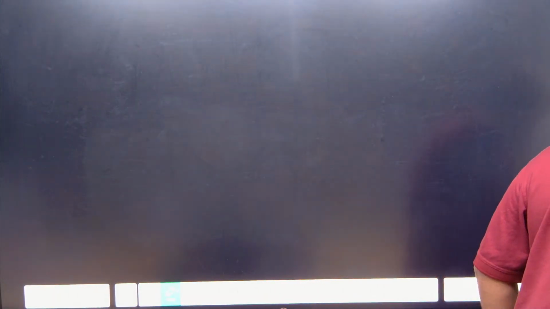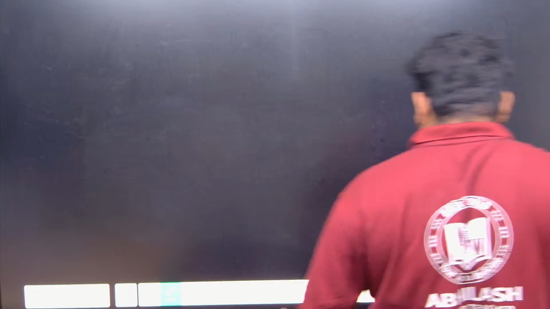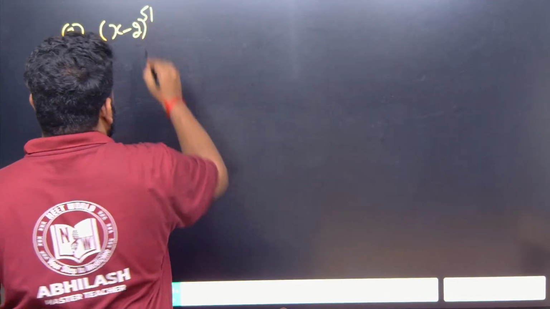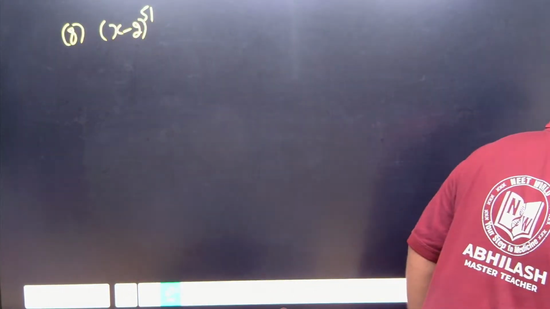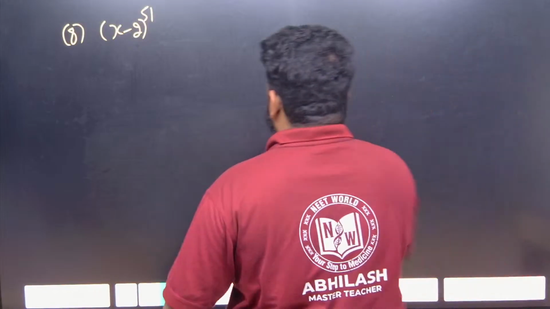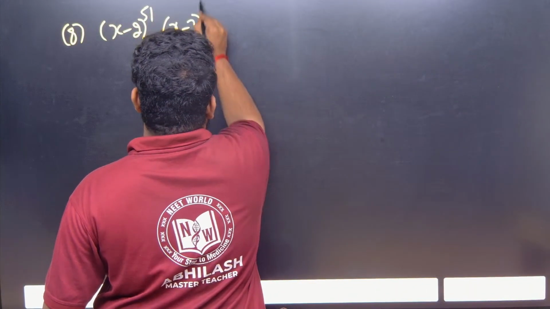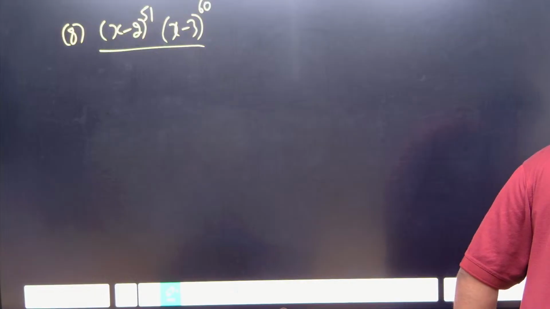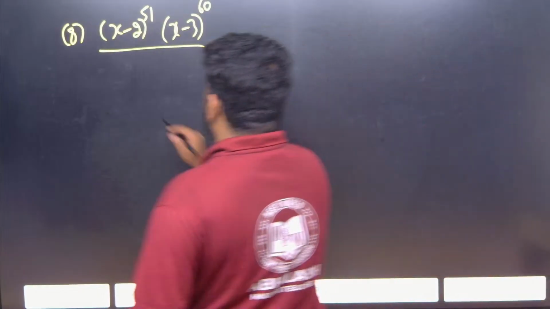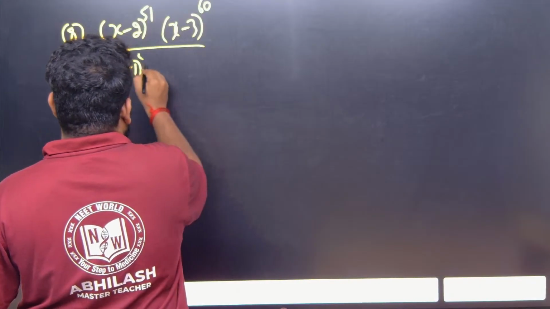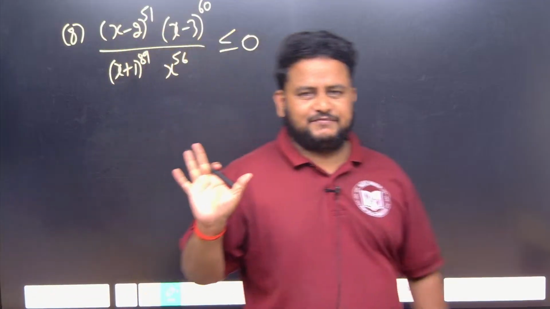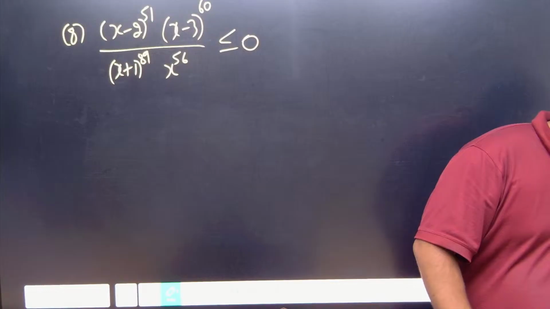Okay, so let us take up the question. This is question number 8. X minus 2 to the power of 51, into x minus 3 to the power of 60, divided by x plus 1 to the power of 89, x to the power of 56, is less than or equal to 0. So this is the question we are having. This is what the question says.